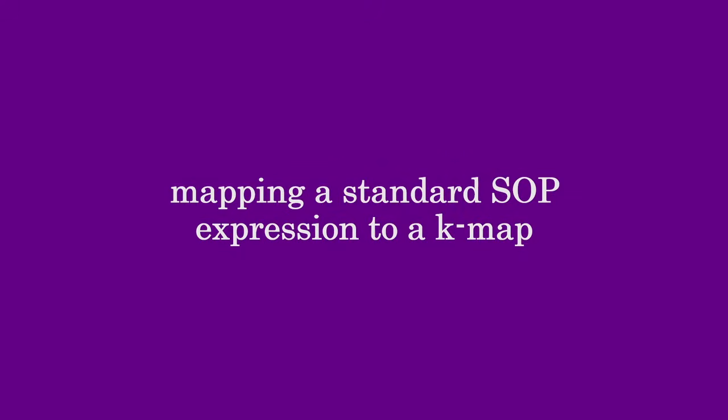Hi guys, so in this video we're going to be looking at how to map a standard SOP expression to a Karnaugh map. SOP here stands for sum of products. We're going to define that briefly, then look at how to map SOP expressions to both 3 and 4 variable Karnaugh maps. In the next videos we're going to cover converting from standard SOP to non-standard and also applying those to Karnaugh maps. So what is standard SOP?